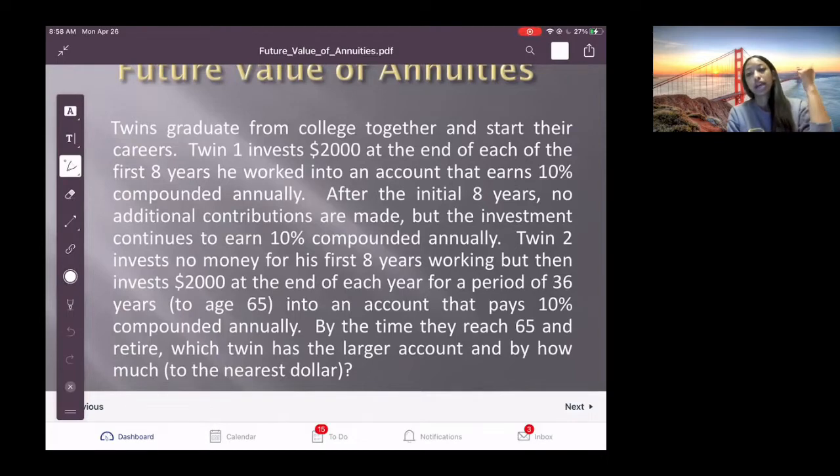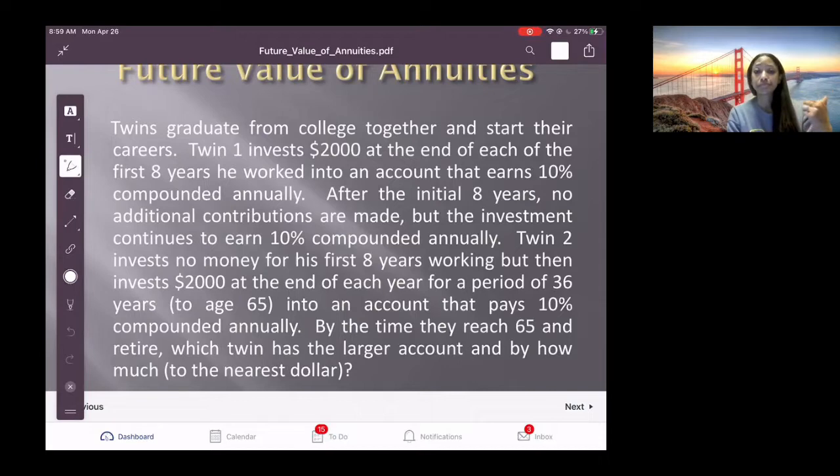Okay, so at the end of every year when he first starts working, boom, $2,000 into this retirement account. Doesn't touch it again. Just for those 8 years, and then I guess he quit after 8 years. He decided he didn't want to invest anymore. Boom, he's done. The other twin, twin two, doesn't invest anything at all for the first 8 years. And that happens sometimes, people get a job and they're young and they're like, oh, I can hold off on investing. So he doesn't invest anything at all.